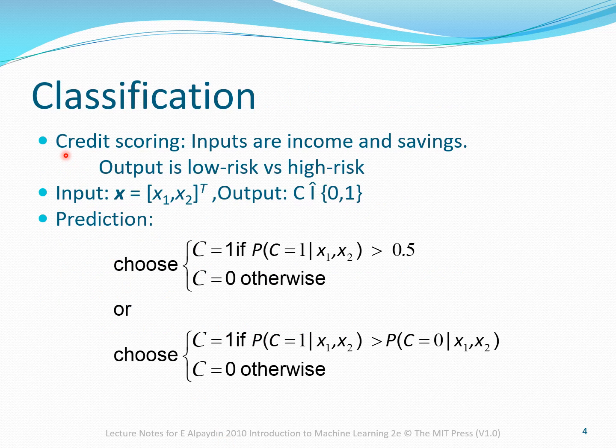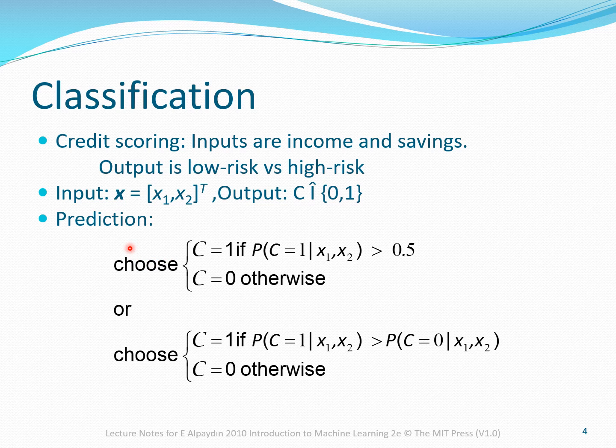Let us say, for example, we observe customers' yearly income and savings, which we represent by two random variables, x1 and x2. Some customers in the bank are low risk in that they paid back their loans and the bank profited from them, and other customers are high risk in that they defaulted.